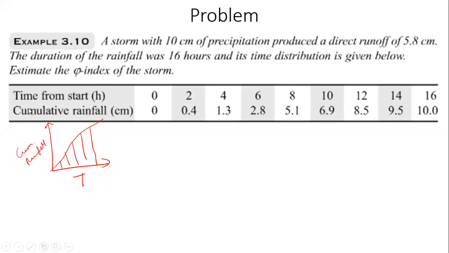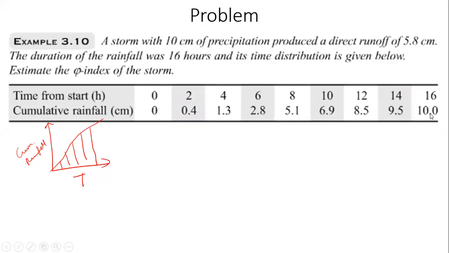Right. So which means in the first 2 hours, you have received 0.4 centimeters of rain. So the rainfall intensity will be 0.2 centimeters per hour. Correct? Because it's 2 hours. The next 2 hours, you have received 0.9 centimeters of rain. So therefore, the rainfall intensity will be 0.45 centimeters per hour and so on.